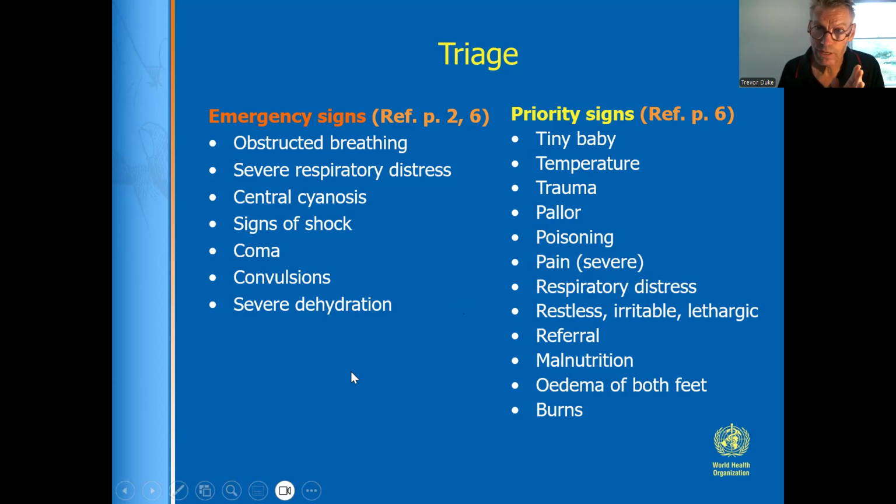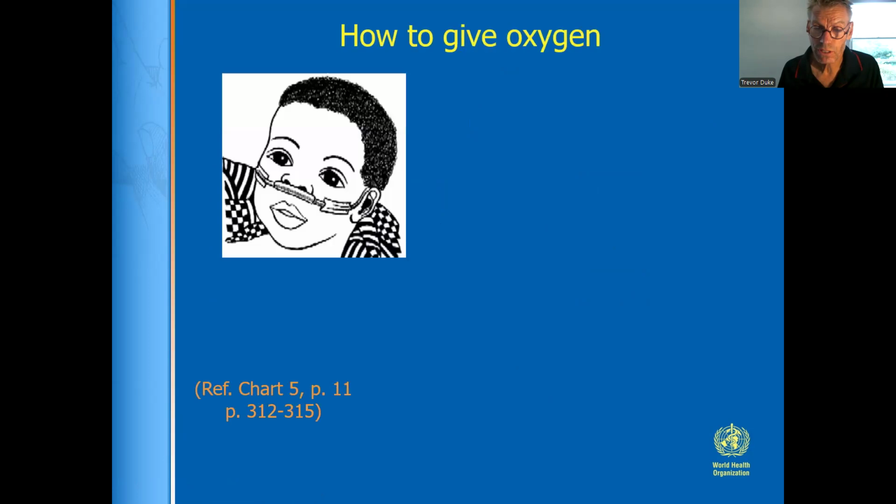Now, remember, you only have to find one emergency sign to then give that emergency treatment. So Ratu had severe respiratory distress and central cyanosis. That's enough to stop the assessment and give emergency treatment. And the emergency treatment is simply giving oxygen.